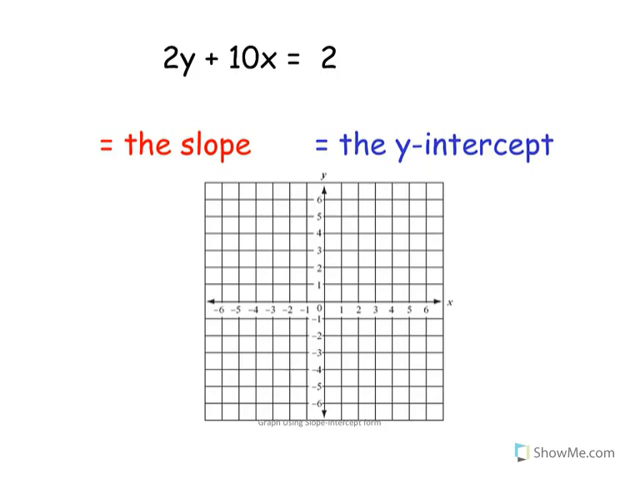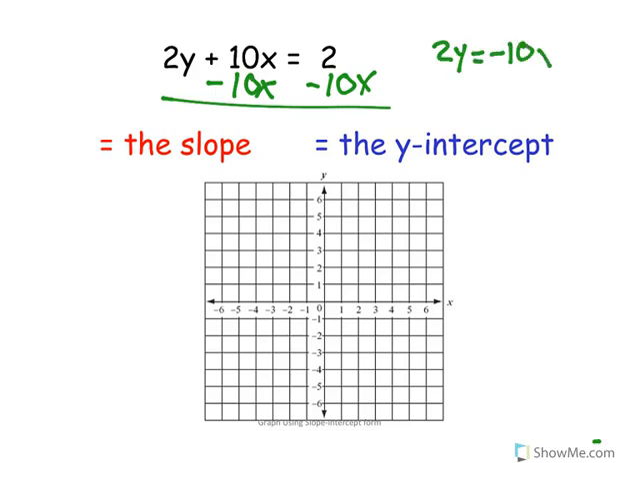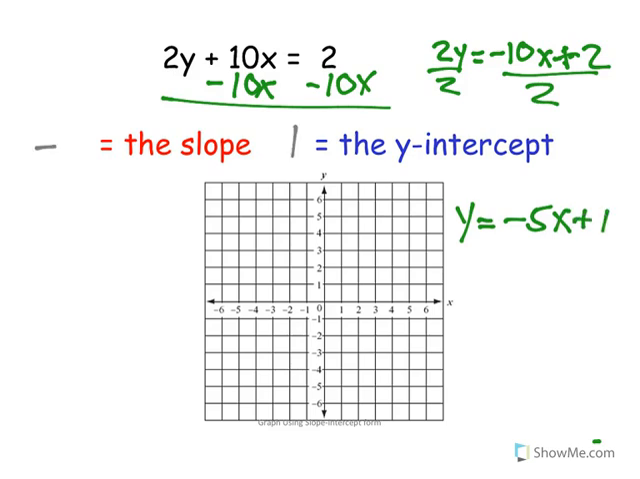All right, this one is similar, but there's 2 things we have to do. My y term is not isolated, so I need to isolate my y term first. I need to add negative 10x on both sides. And what that's going to give me is 2y is equal to negative 10x plus 2. Now I'm going to divide everything on both sides by 2. That's going to give me y equals negative 5x plus 1. Now we know what our y-intercept is. Now we know what our slope is. Now we should have no problem graphing this line.